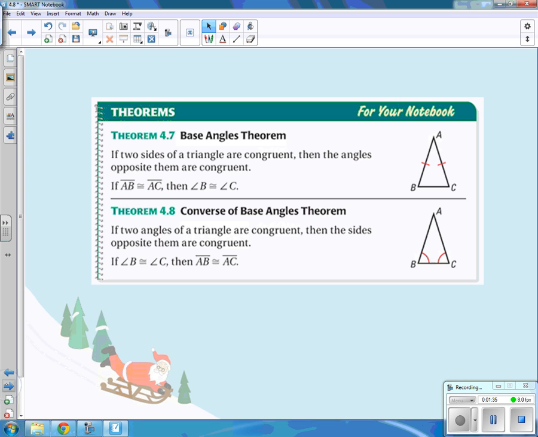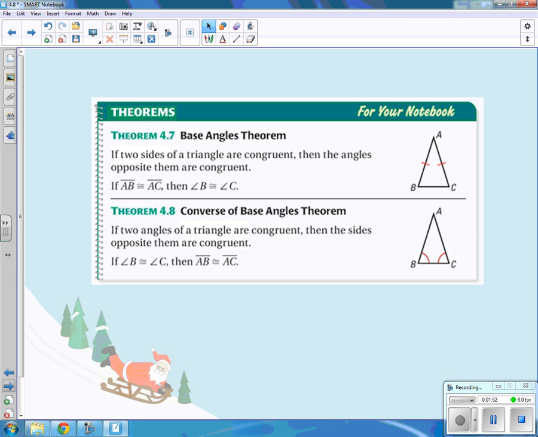But let's take a look at our theorems. Okay, so again, pause the video here to copy these down, and then you can listen to the description. So theorem 4.7 is the base angles theorem, which says if two sides of a triangle are congruent, then the angles opposite them are congruent.